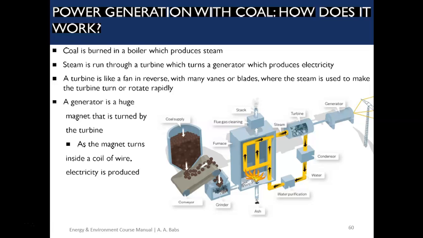A generator is a magnet, a huge magnet that is turned by the turbine. As the magnet turns, an electromagnetic field is produced inside the coil of wire and electricity is generated. That electricity is then passed straight to the transformer and then transmitted to the users.